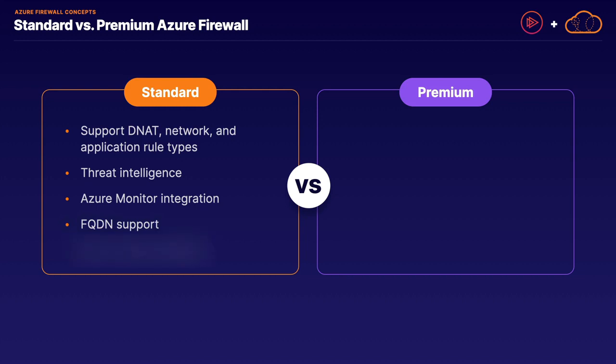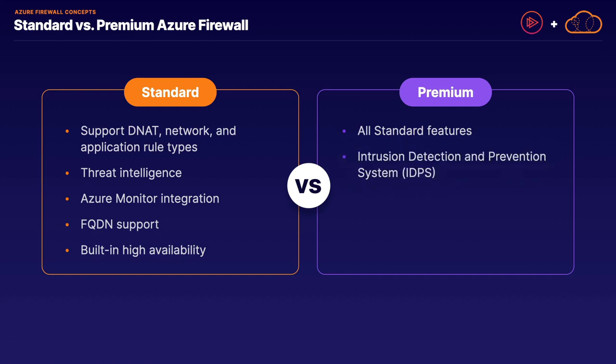And it has built-in high availability using the virtual machine scale sets that are actually running our firewall in the background that we don't see. Now, with Premium, what we get is all of those standard features we just discussed, plus we get intrusion detection and intrusion prevention systems. We have TLS inspection, so that we can perform things like TLS termination.